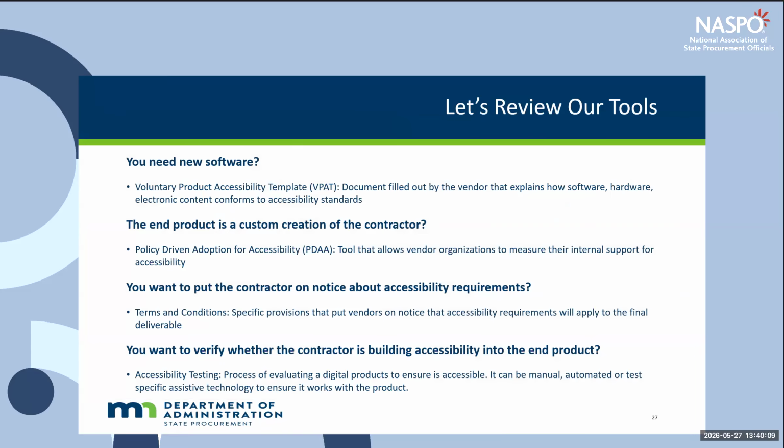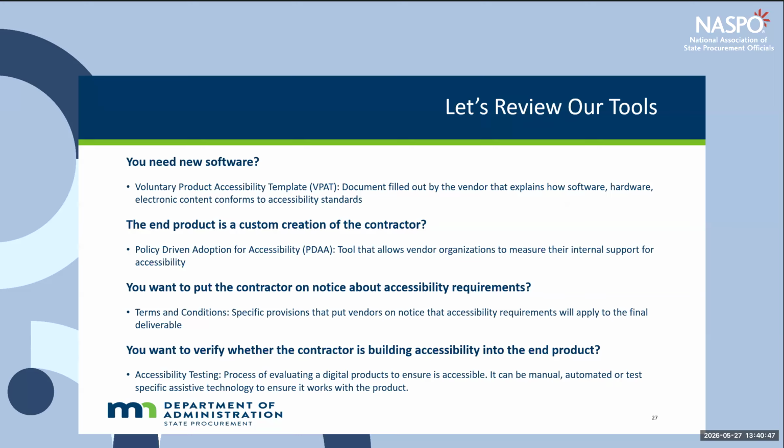So what are you doing along the way? That matters too. And that's the checks along the way, and that we're not just letting a vendor go and crossing our fingers and hoping for the best. So we're going to go over our tools. If you need new software, you're going to use that voluntary product accessibility template, the VPAT. It's a document filled out by the vendor that explains how their software, hardware, or electronic content conforms to accessibility standards. So it's a very technical document that they fill out, and it's an explanation of how it works and how they've integrated accessibility into it.